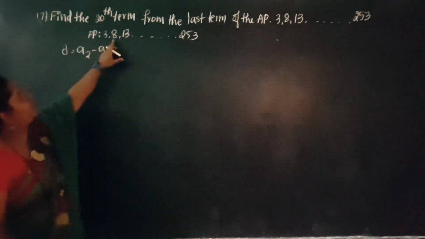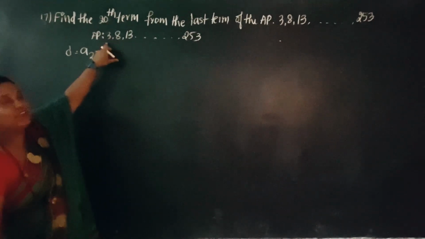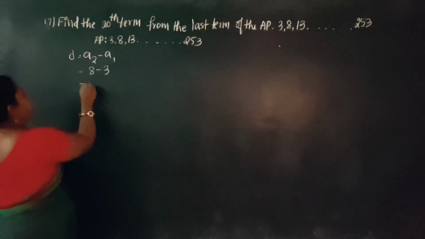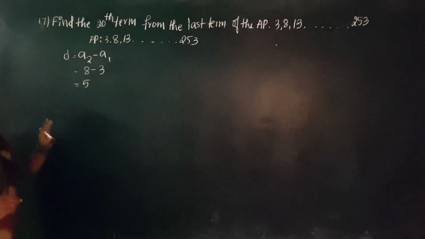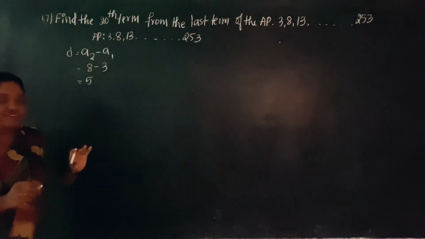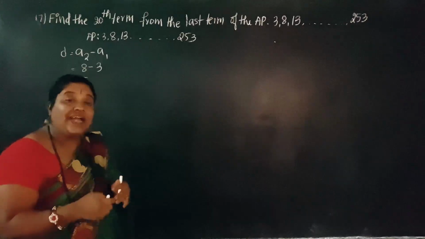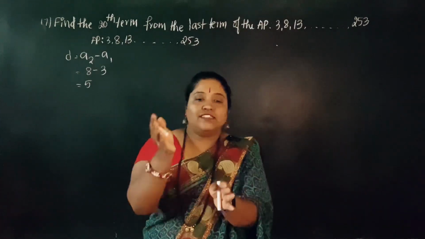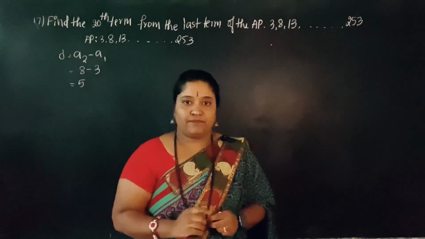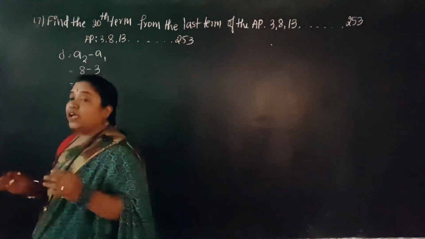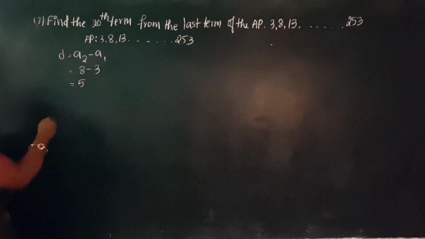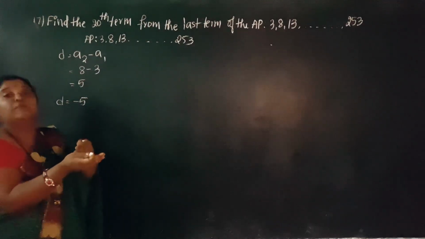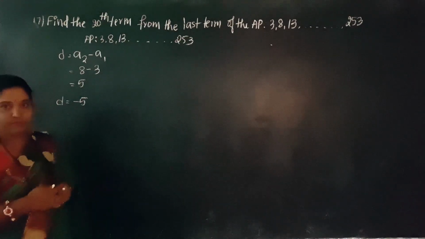Fine. What is the A2 value? 8. What is the A1 value? 3. Substitute here. What will I be having? 8 minus 3, that is equal to 5. D value is 5. Understanding? Now what you do is, by taking the reverse sign of the D, just write the arithmetic progression in the reversed manner. Understanding? So now how can I write? Now for the question, I will consider D is equal to minus 5 and I will write the arithmetic progression in the reversed order. Understanding?